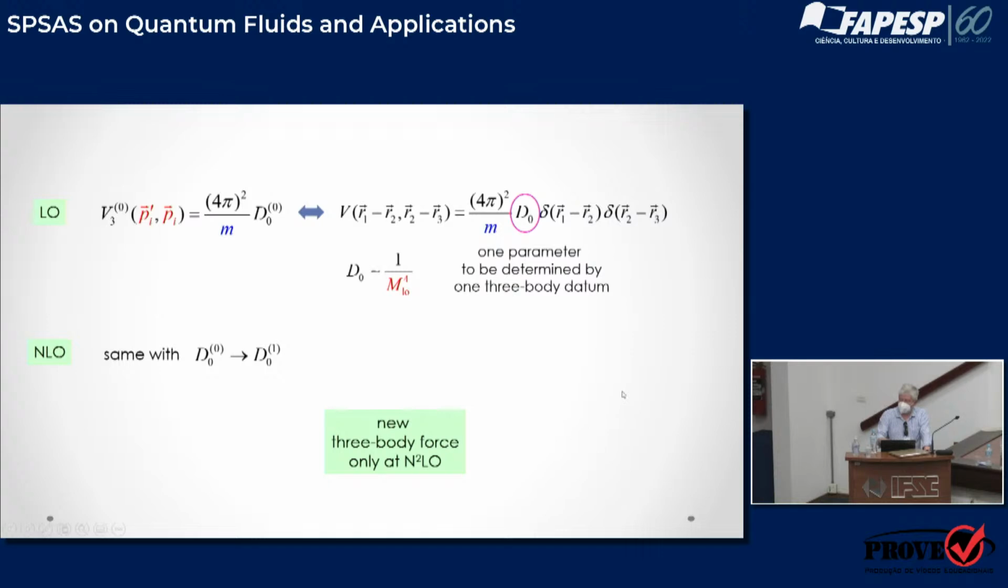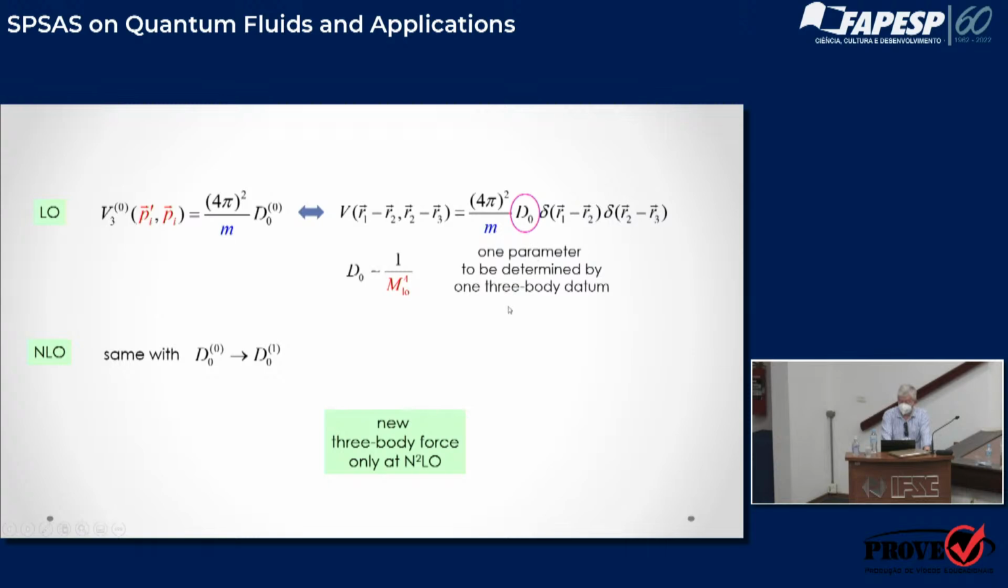At NLO, if you remember in the two-body system, I have, say, the effective range contributing, but the dangerous contributions of the effective range in the three-body system, the cutoff dependence, can be absorbed in the same parameter. So we simply have the same three-body force with a corrected parameter. And it's been shown, I forgot to put the reference here, that there is a new three-body force at N-squared LO. So a three-body force with two derivatives appears at N-squared LO.